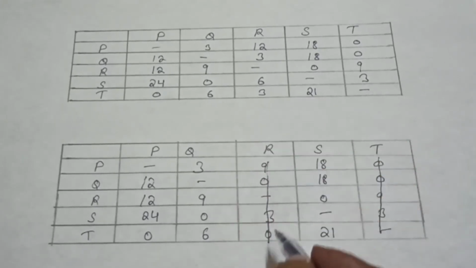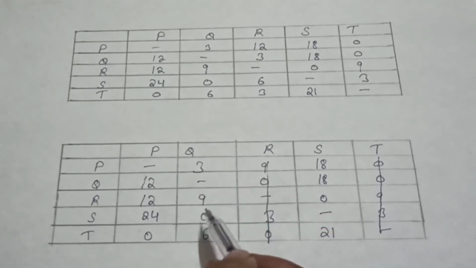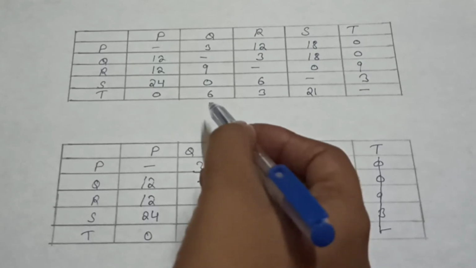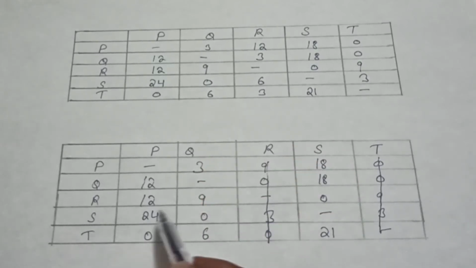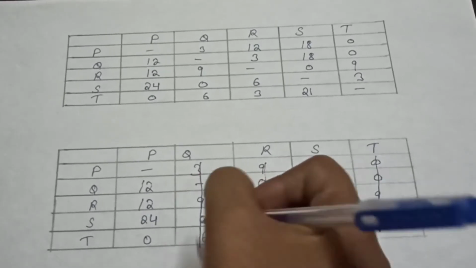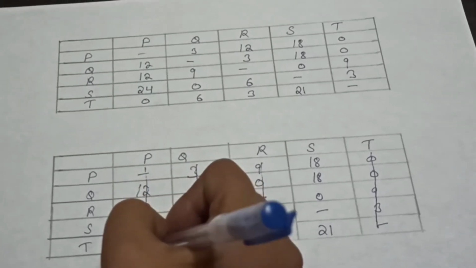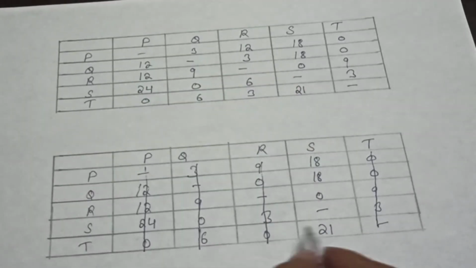So you can draw the line like this. In this second column, you can see we have only one 0, so it is at your choice. You can draw the line like this and you can draw the line like this. So we will draw the line like this. In this column, you can see we have only one 0, so we will draw the line here. You can also draw the line like this.